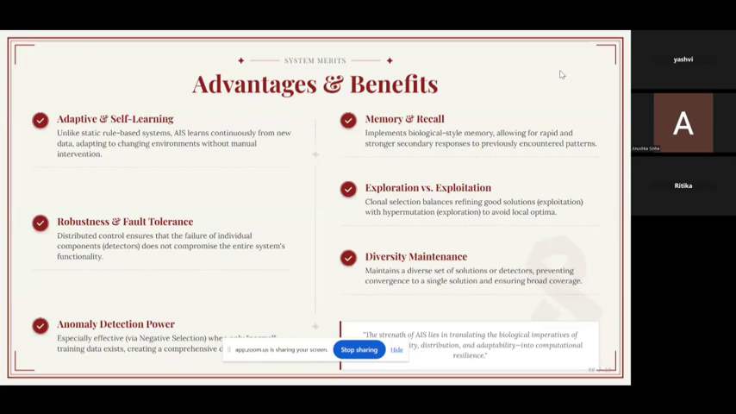Fourth is exploration and exploitation. AIS improves good solutions while also exploring new possibilities. This balance helps the system avoid getting stuck.